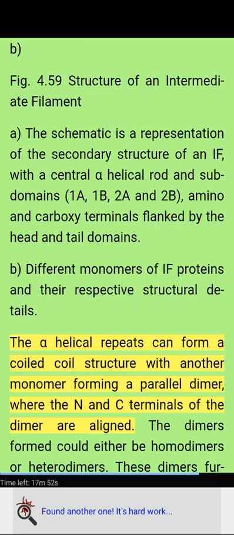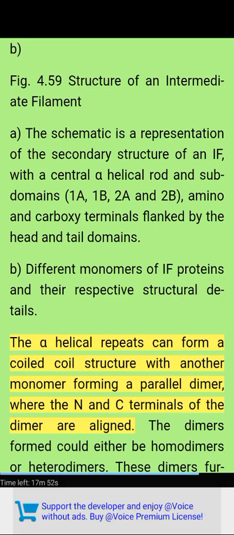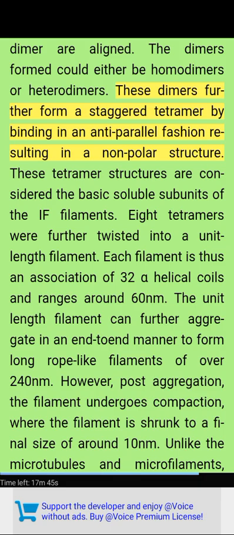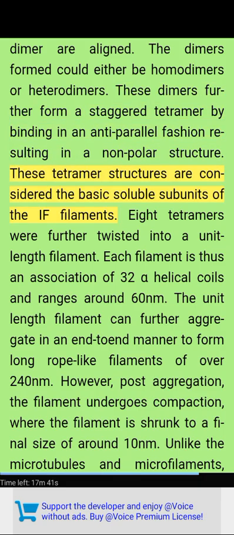The alpha helical repeats can form a coiled-coil structure with another monomer, forming a parallel dimer, where the N and C terminals of the dimer are aligned. The dimers formed could either be homodimers or heterodimers. These dimers further form a staggered tetramer by binding in an anti-parallel fashion, resulting in a nonpolar structure. These tetramer structures are considered the basic soluble subunits of the filaments.